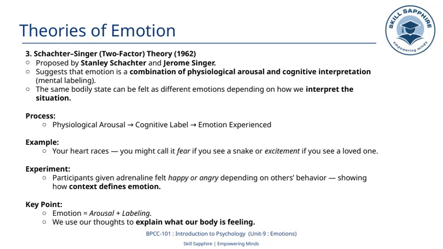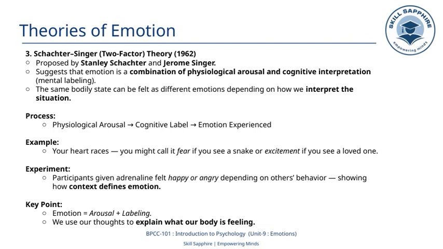Let's talk about the Schachter-Singer, or two-factor theory of emotion from 1962. This theory was proposed by Stanley Schachter and Jerome Singer. It suggests that our experience of emotion is actually a combination of two things: physiological arousal and cognitive interpretation, or mental labeling. What this means is that the same bodily state, like a racing heart, can actually be felt as different emotions, depending on how we interpret the situation.